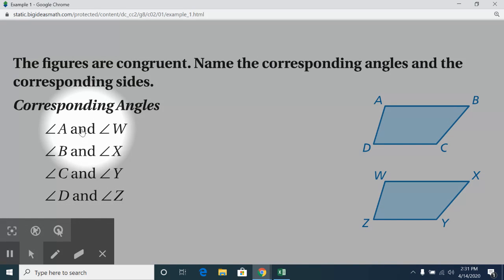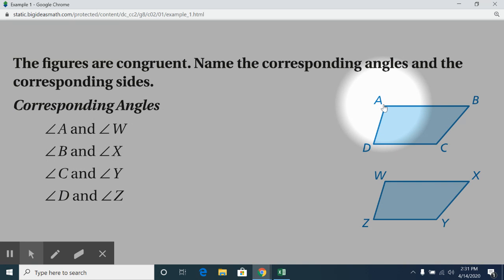It's saying that corresponding angles are A and W. If we look at this shape and this shape, they are the exact same. They're congruent, and they're facing the exact same way. So A and W are corresponding angles. B and X are corresponding angles. C and Y are corresponding angles, and D and Z are corresponding angles. This little L-looking shape in front, remember, just stands for angle. That's a way to say angle without actually writing it out.